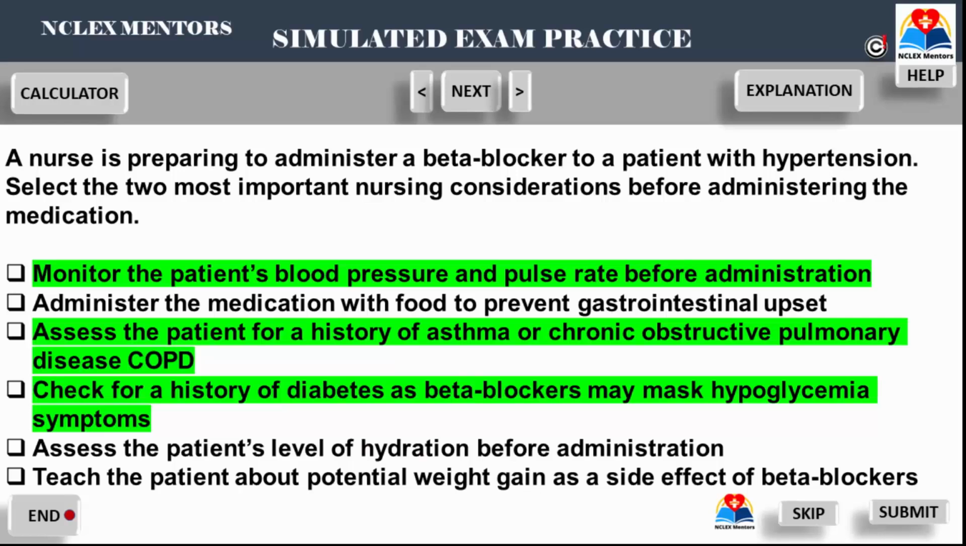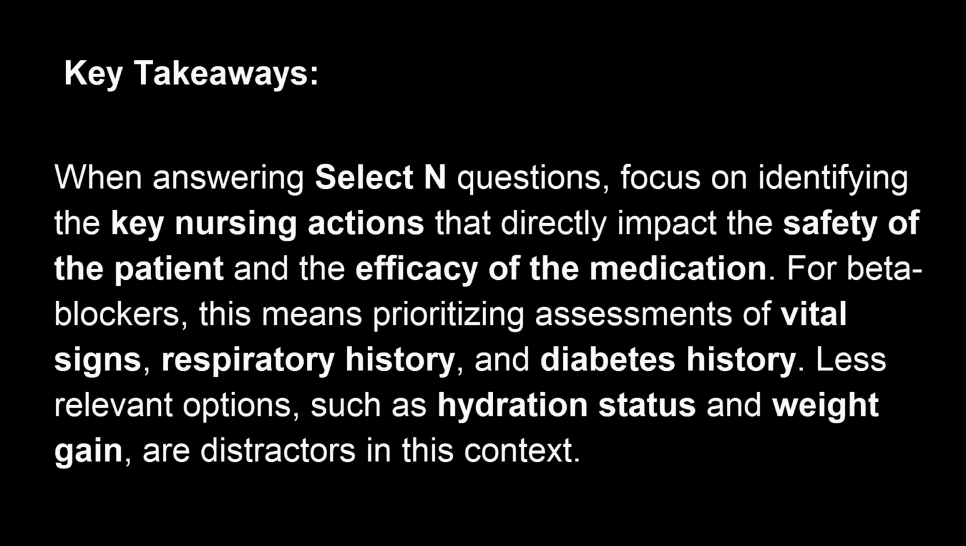Correct answers. Monitor the patient's blood pressure and pulse rate before administration. Assess the patient for a history of asthma or chronic obstructive pulmonary disease, COPD. Check for a history of diabetes, as beta blockers may mask hypoglycemia symptoms. Key takeaways for answering Select N questions. 1. Identify the most critical nursing actions. Before giving beta blockers, think about safety risks, like low BP, slow pulse, respiratory conditions, and hidden hypoglycemia.